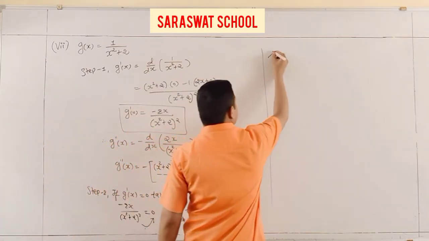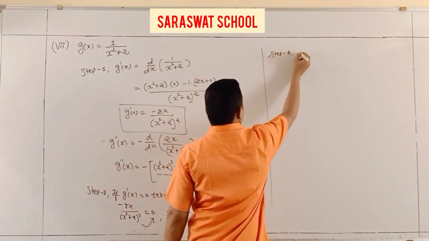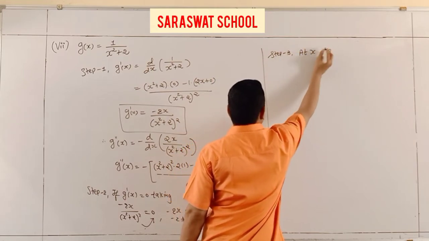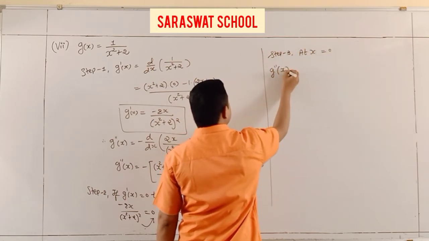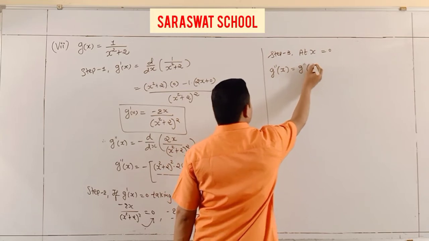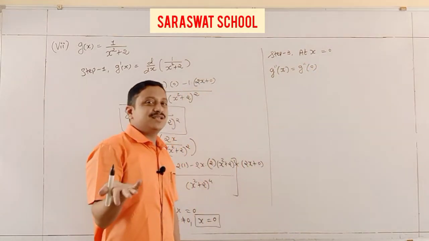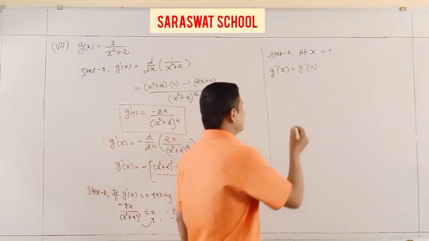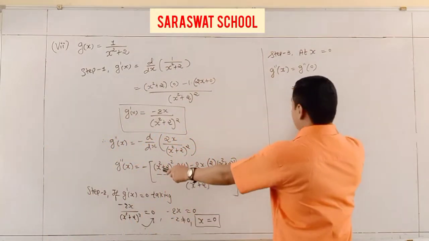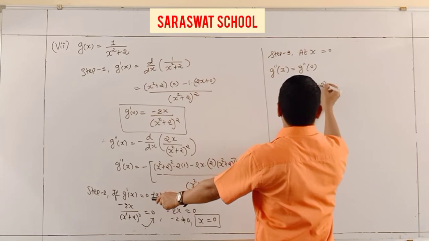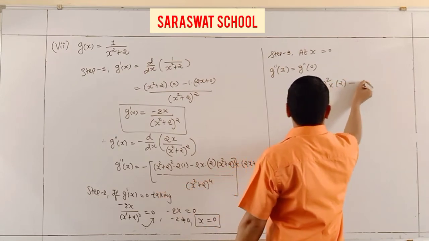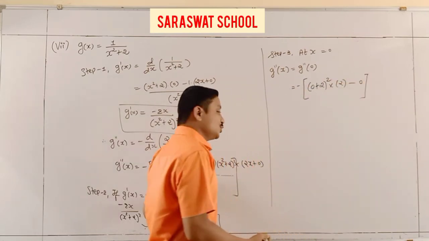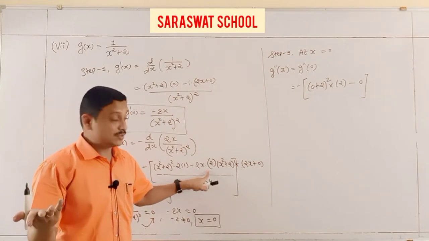Now, step 3. At x is equal to 0, we check g double dash x. We have to find g double dash 0. You just put it here. The x value is 0. So my answer is minus 8. Here (0 plus 2) whole square into 2 is permanently 0, because 2 into 0 is total 0.